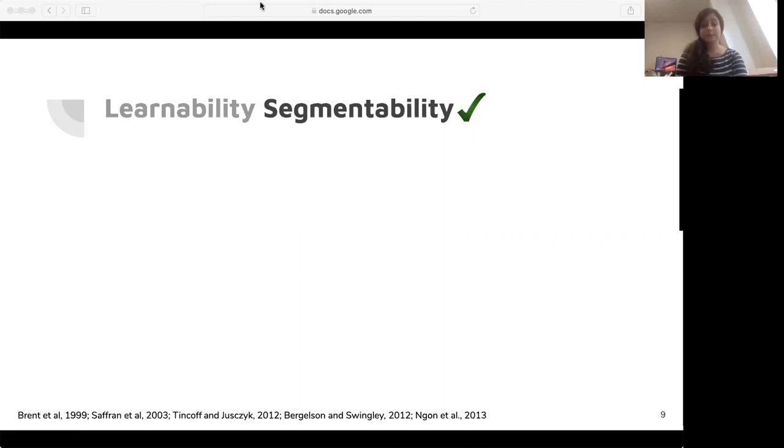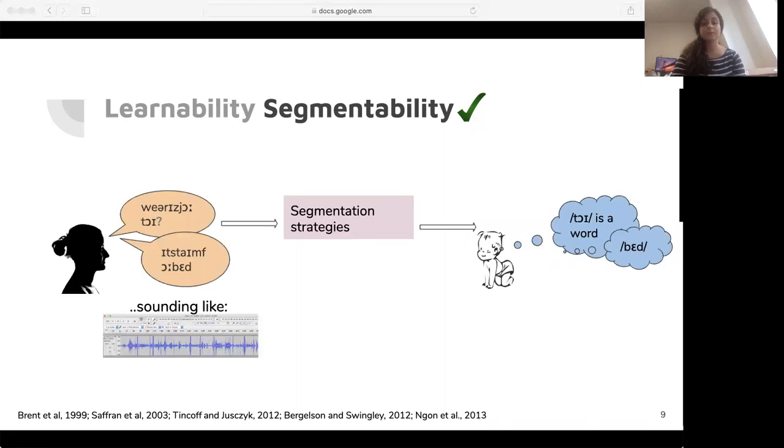Their caregiver's input is continuous, and there are no boundaries separating words when we speak. However, infants do manage to learn where words start and end, and by the end of their first year, they have built a lexicon of several word-like units, somehow segmenting their caregiver's continuous linguistic input. So they should use some kind of segmentation mechanisms.